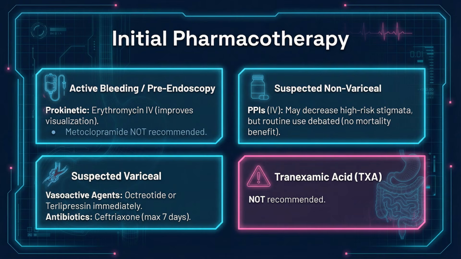However, if variceal bleeding is suspected, or in any patient with known cirrhosis, you must start 2 key medication classes immediately: a vasoactive agent, such as octreotide or terlipressin, to reduce portal pressure, and antibiotic prophylaxis, typically with ceftriaxone. The duration for antibiotics is a maximum of 7 days, and they can often be stopped once the bleeding is resolved and vasoactive agents are discontinued, per AASLD 2024 guidelines. Finally, tranexamic acid, or TXA, is not recommended, based on the findings of the HALT-IT trial published in The Lancet in 2020.